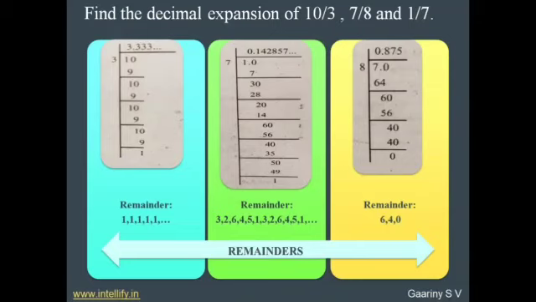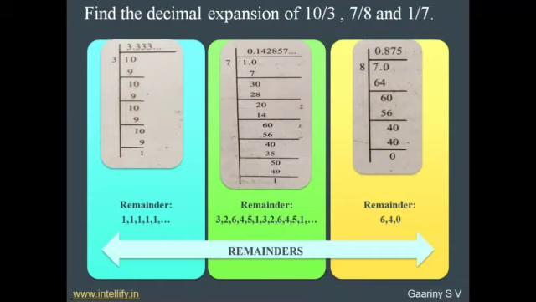Okay, now we are going to see the decimal expansion of a few examples, namely 10 by 3, 7 by 8, 1 by 7. Here we are going to solve these by long division method. I know you are familiar with long division method. So now we are going to divide 10 by 3.